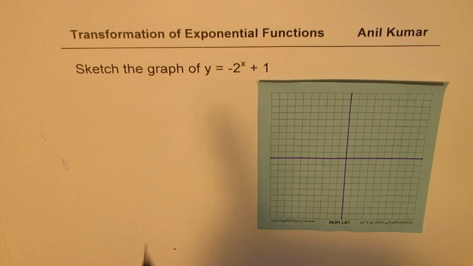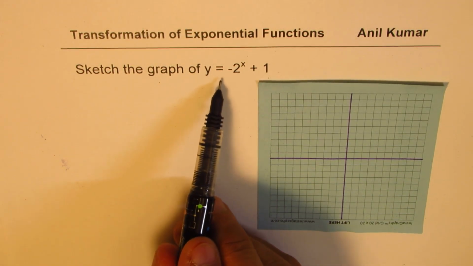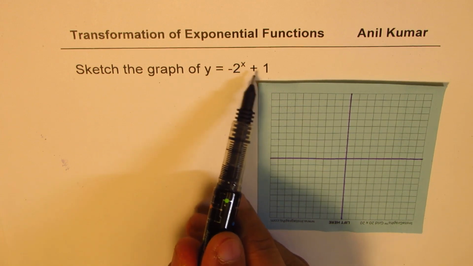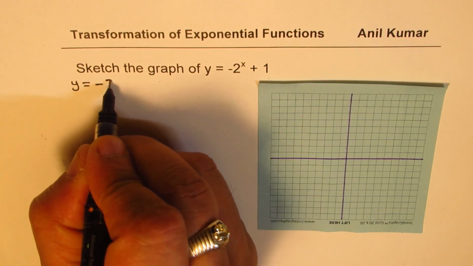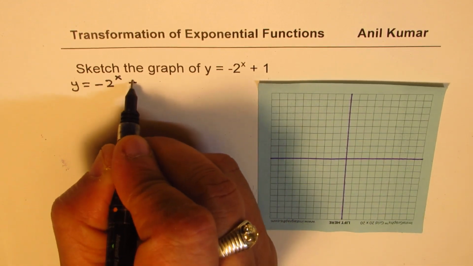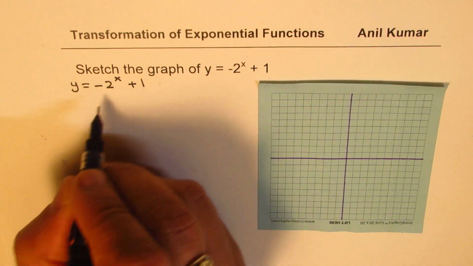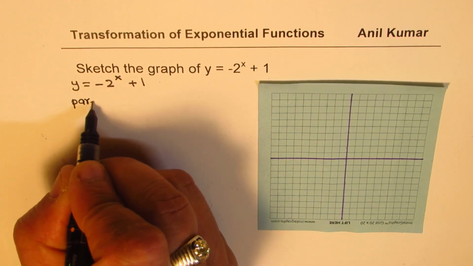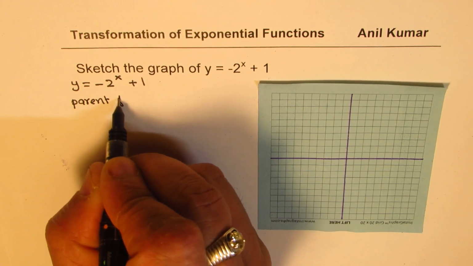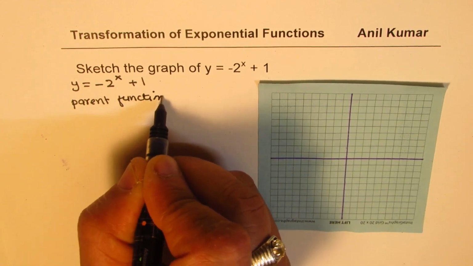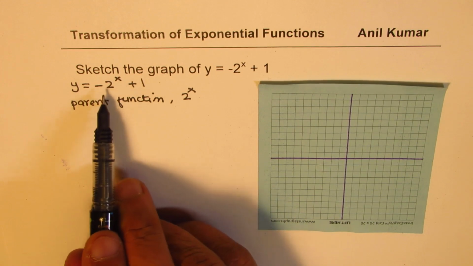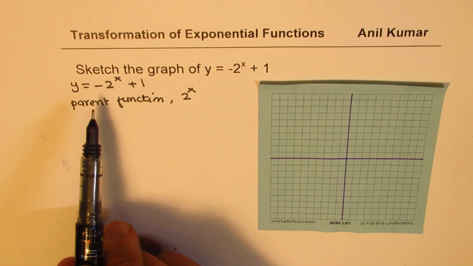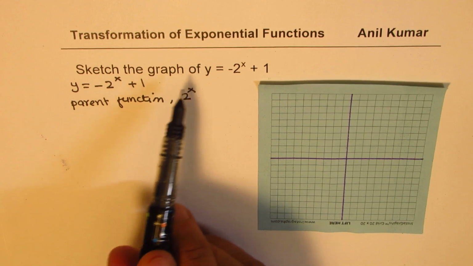So here is our first transformed function. Sketch the graph of y equals minus 2 to the power of x plus 1. Now we want to sketch the graph of y equals minus 2 to the power of x plus 1. Now here the parent function is 2 to the power of x, right? So we can begin with 2 to the power of x, apply the transformations to that and get the transformed function.